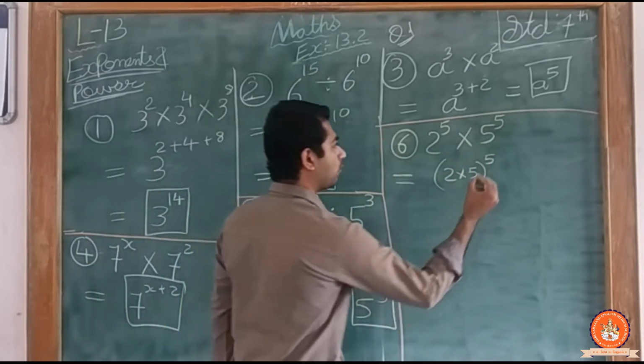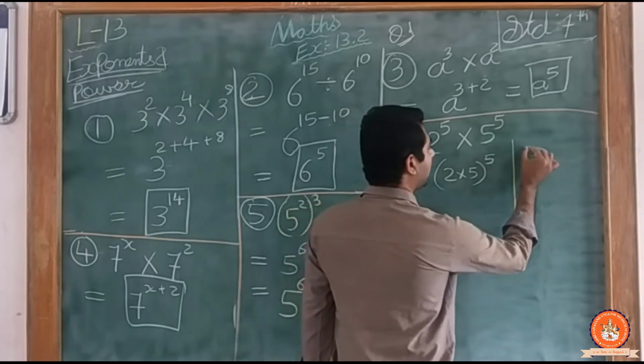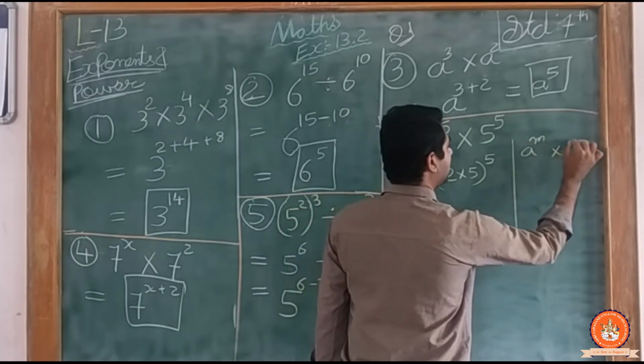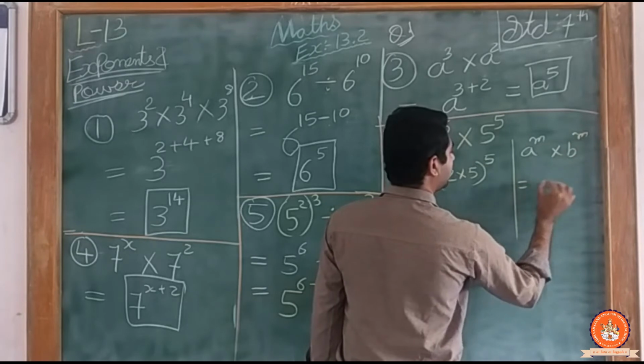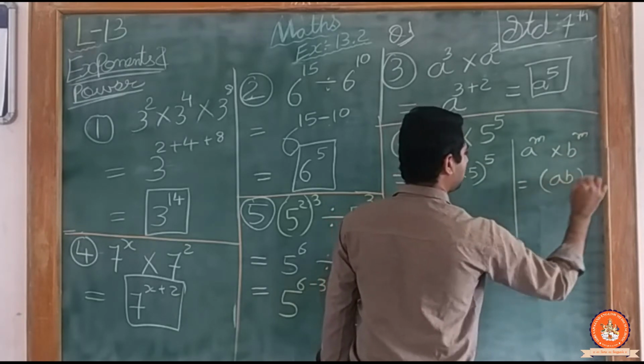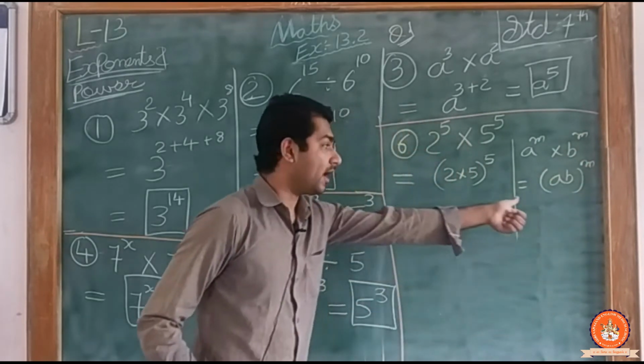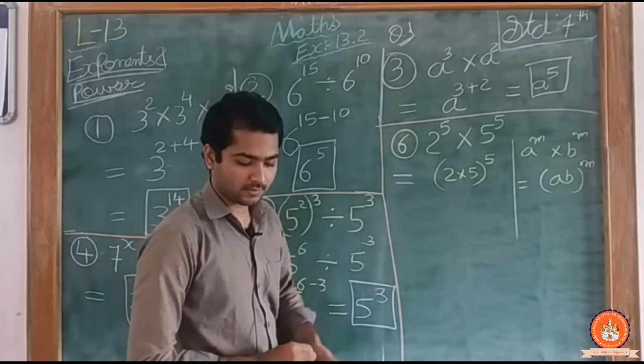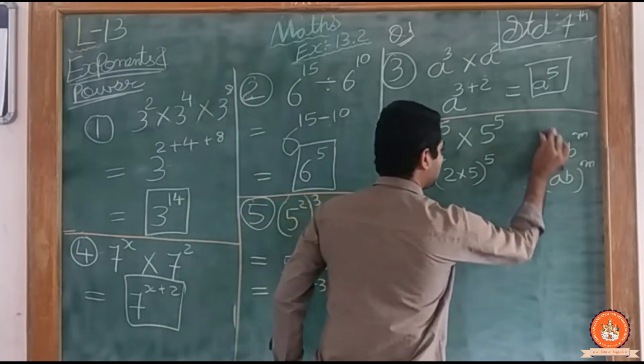Clear? We have the formula, I am recalling it: a raised to m multiplied by b raised to m is ab raised to m. This is our formula, which I applied here. Okay, so moving forward.